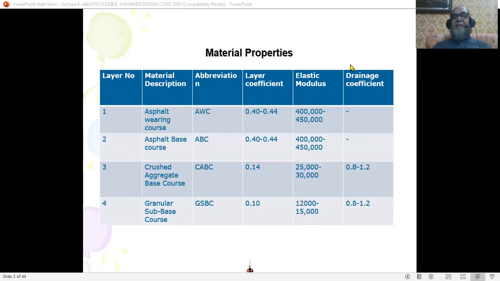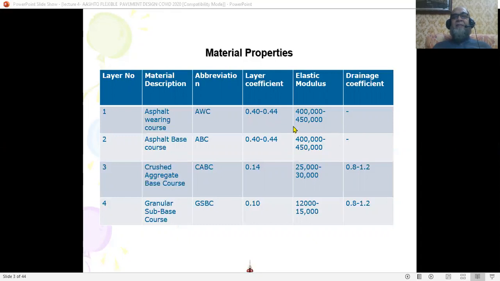Remember, asphalt concrete is not a structural material like cement concrete. So we believe that 40 to 44% of asphalt concrete behaves like an asphaltic viscous material. So we adjust the depth accordingly, or we say we improve or extend the thickness based on this layer coefficient.